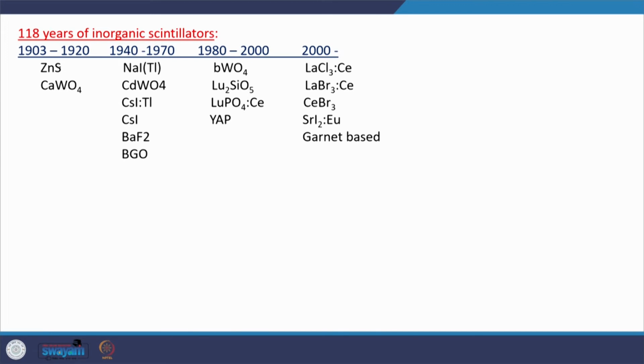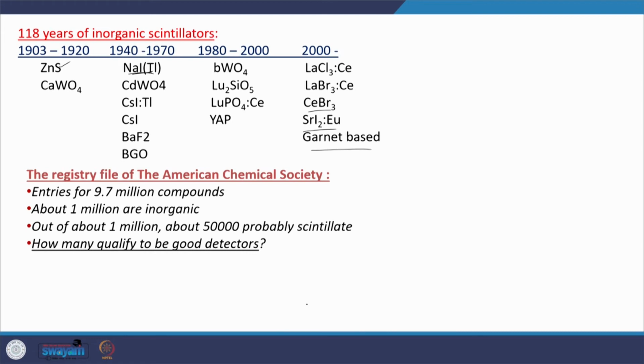starting from the zinc sulphide, now we have come a long way. So, starting from time tested sodium iodide, people are widely using advanced scintillators like lanthanum halide, cerium bromide, strontium iodide and garnet based scintillators. If you see some numbers, interestingly, around 10 million compounds are entered in the American Chemical Society registry, and out of them 1 million compounds are inorganic. Out of them probably 50,000 will scintillate, but the question is, out of them how many will be useful? Okay? So, that is the challenge.